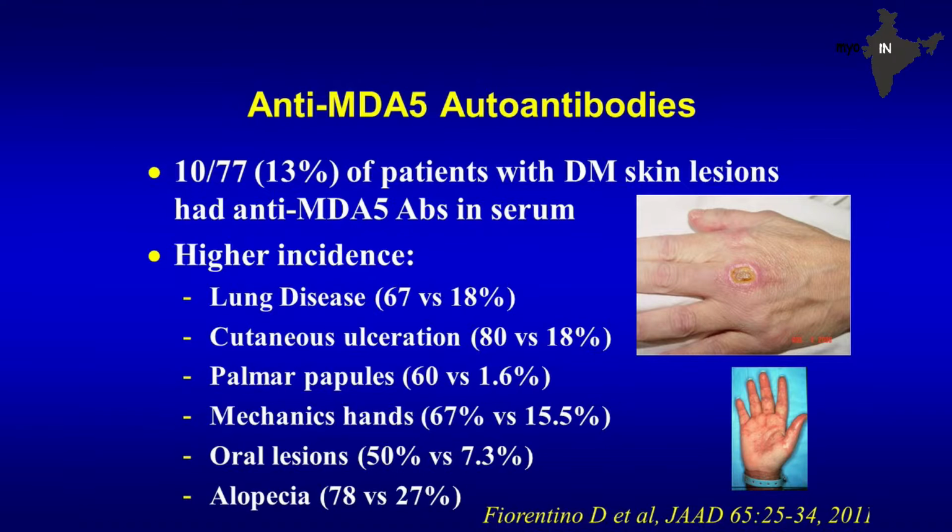So in the anti-MDA5, about 13% of the patients in one cohort actually had MDA5 antibodies and had a higher incidence of lung disease, skin ulcers, as you can see on the right upper picture. Palmar papules can be seen, mechanics hands is on the right lower picture, as well as oral lesions and alopecia, which are more frequent in patients who have the anti-MDA5 antibody.